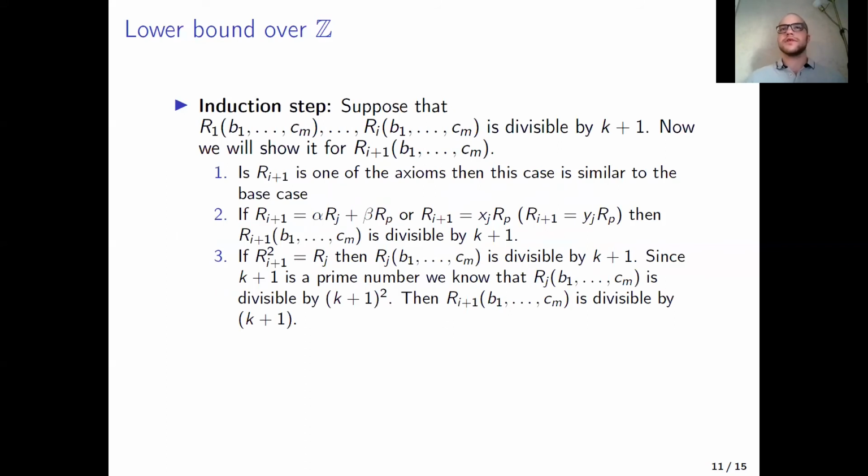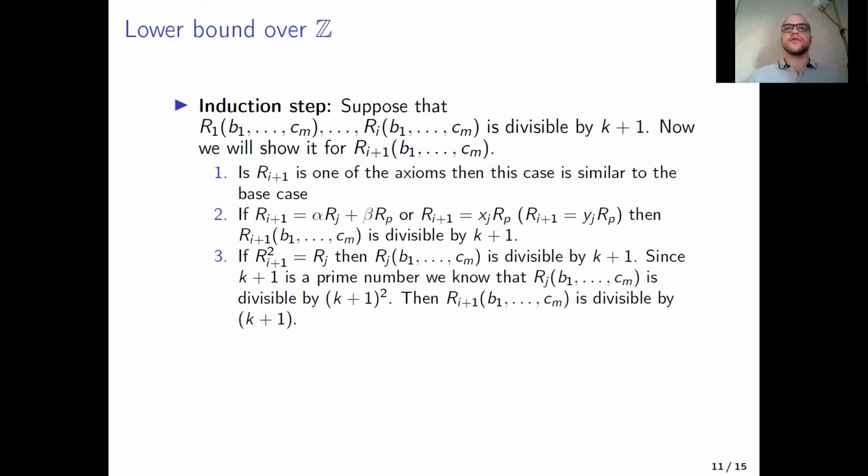There are 3 cases based on the way in which we derived our polynomial, and all of those are really simple. So if r is one of the initial polynomials, then its case is similar to the base case. If it's a linear combination, then it's multiplied by some variables, then it's also obvious that our polynomial is divisible by k plus 1, since we are working over integers.